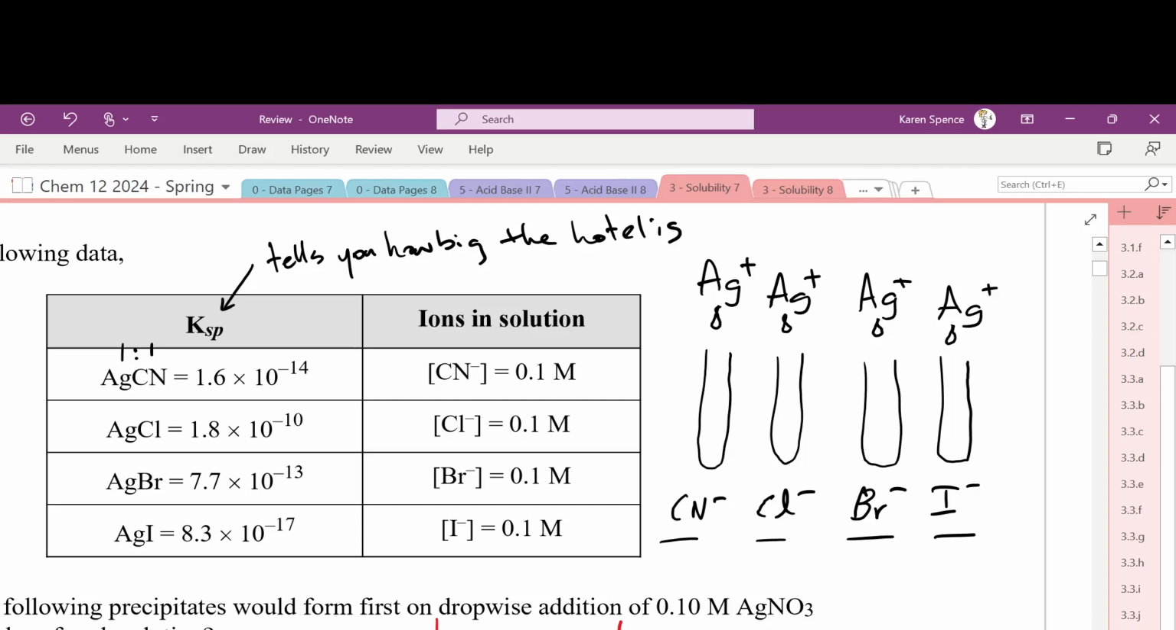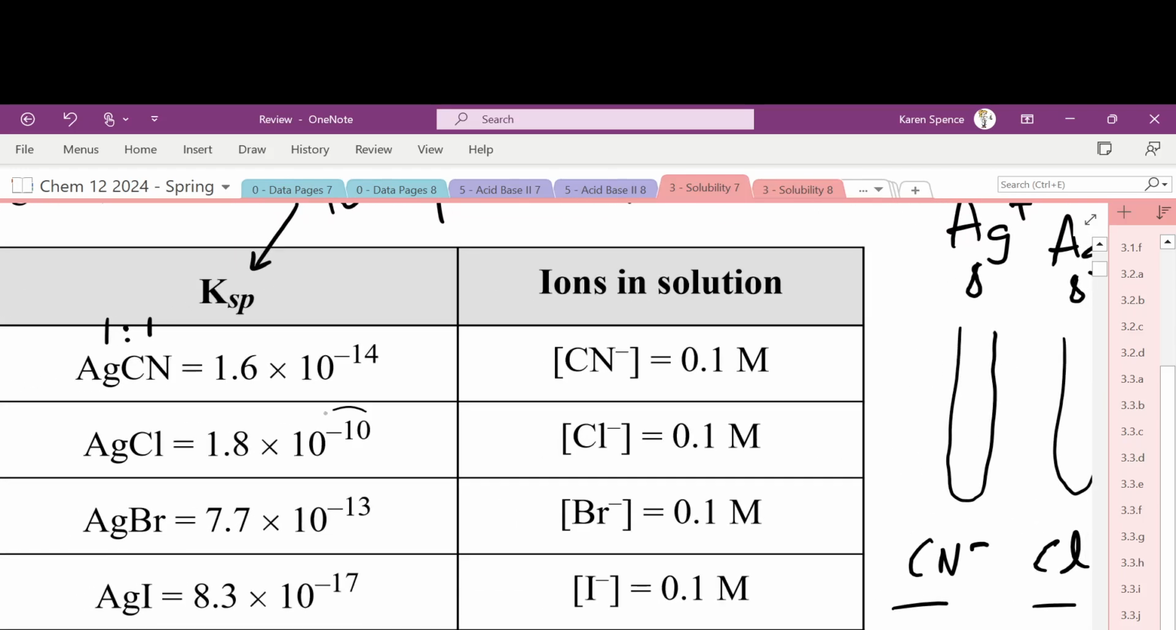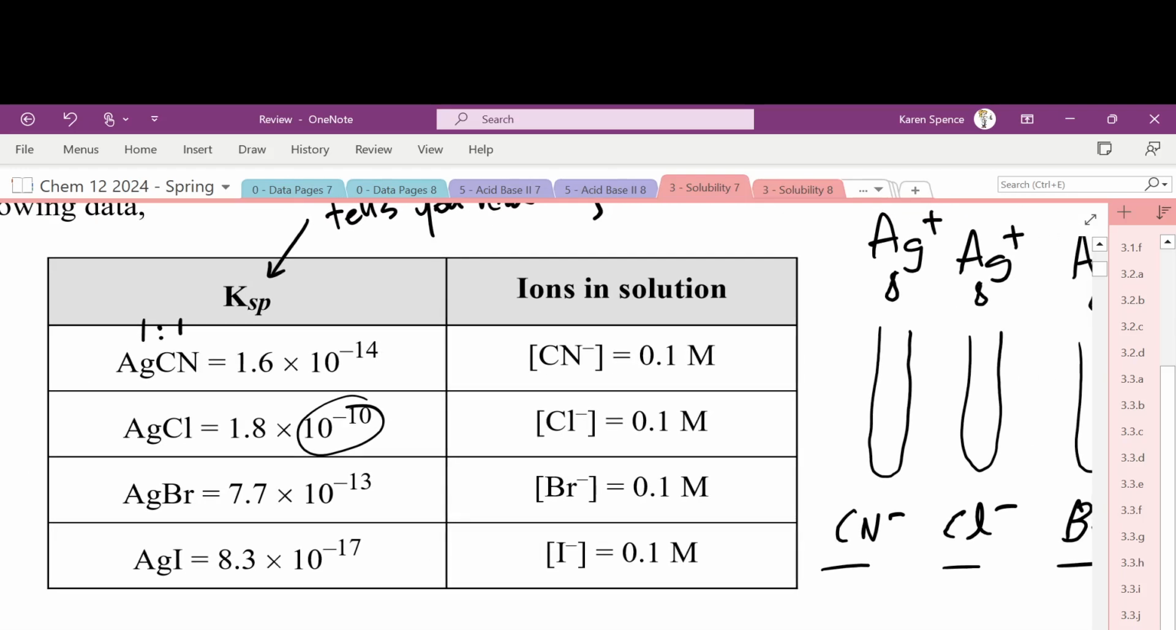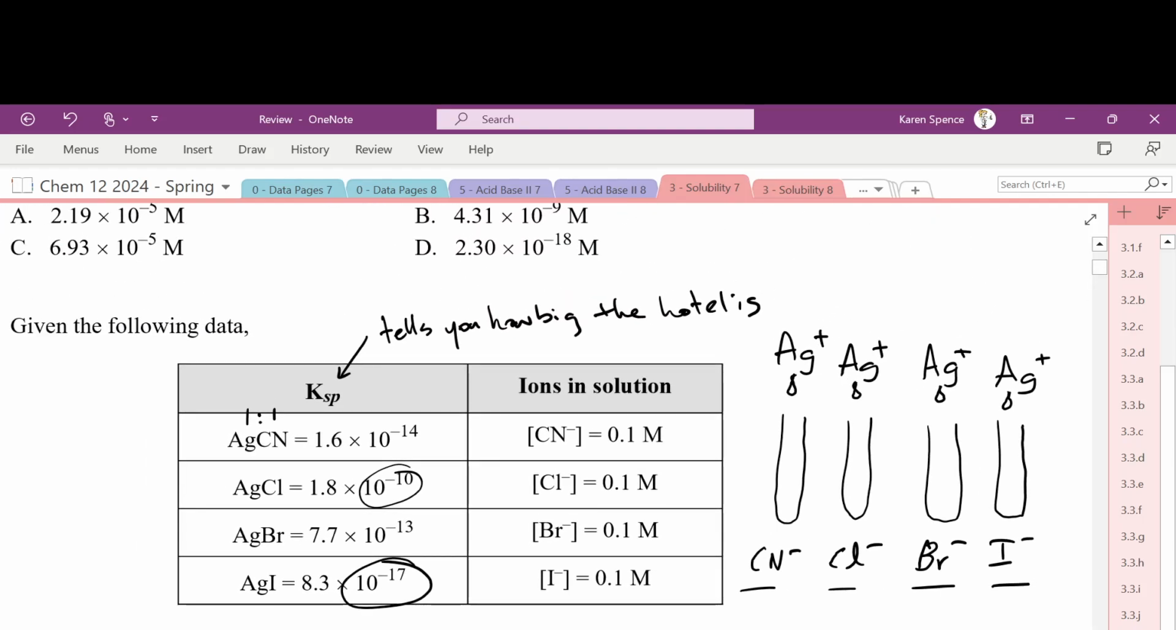So which hotel is the biggest? AgCl is the biggest hotel. So you'll be able to add the most drops of silver before a precipitate starts to form. Which hotel is the smallest? AgI, which means that you will add the smallest number of drops of Ag before a precipitate starts to form. It takes the fewest number of drops. So who will form the precipitate first? AgI, because it is the least soluble salt.